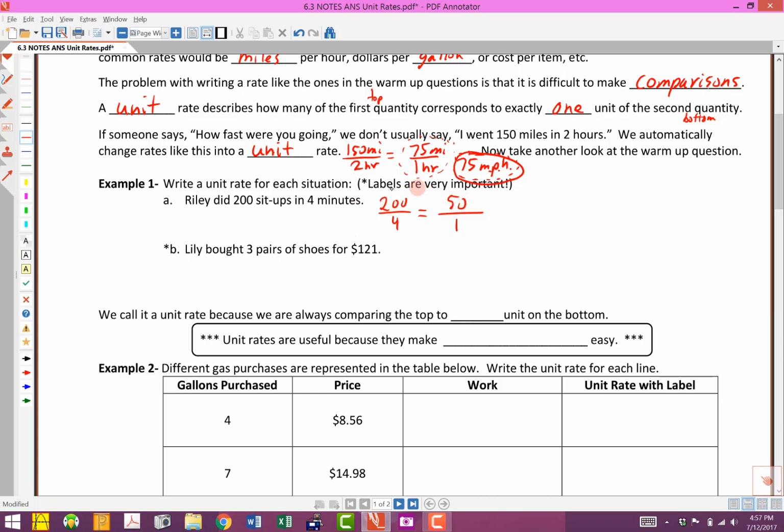Now don't forget, these labels are important. So this was sit-ups and this was minutes. So there's our answer right there. There's our unit rate, because it's 50 sit-ups in 1 minute, or 50 sit-ups per minute. Now I kind of would like you to have that 1 right there, because it kind of reminds us what we're looking for. We are comparing everything to 1 unit in the denominator. That's what's going to make it easy to compare.